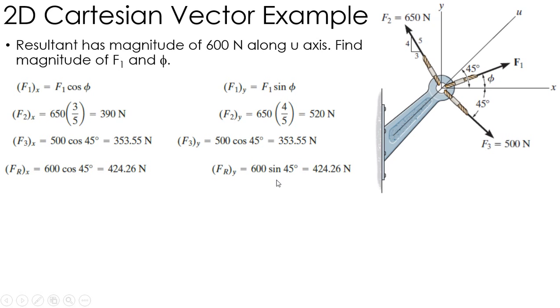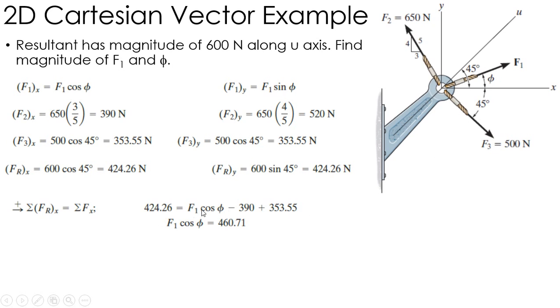So now when I add up the x components and add up the y components, I'm solving for something other than the resultant. In the x direction, my resultant is 424.6, and that's going to be equal to F1 plus F2 plus F3 in the x direction. So that'll be F1 cosine phi minus 390, because F2 is going to the left in the negative x direction, plus 353.4, which is the x component of this 500 newton force.